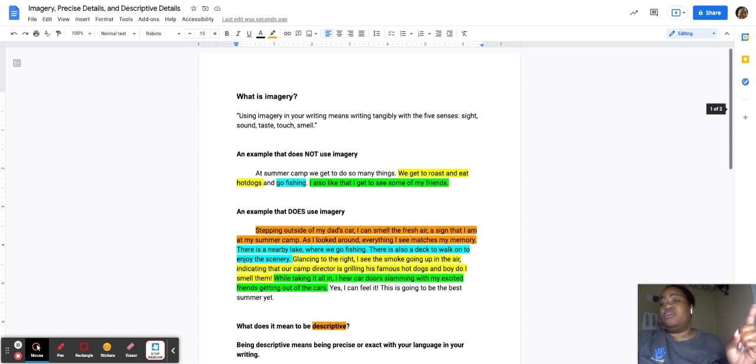And remember, just like you want to hook the reader with your beginning sentence, you want to keep your reader engaged, or keep your reader hooked, throughout your writing.